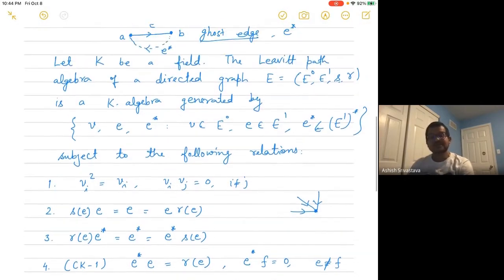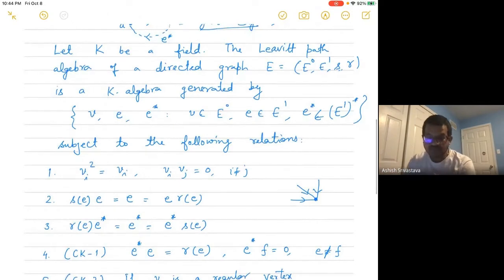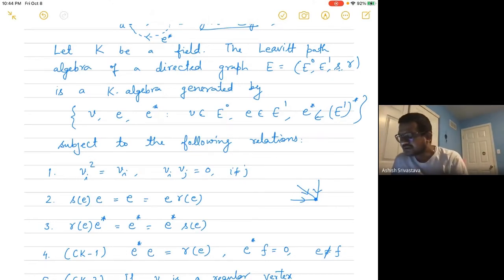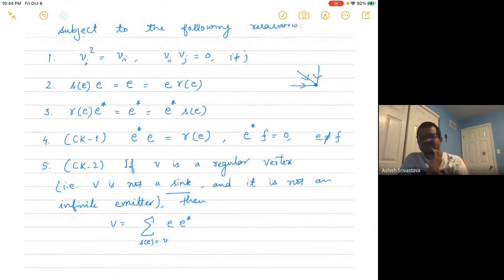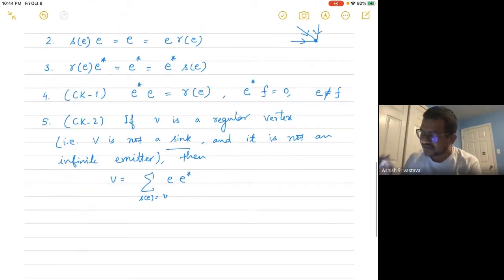So what is a Leavitt path algebra over a directed graph E? Well, it's a K-algebra generated by vertices, edges, and ghost edges, subject to these 5 relations, where the first 3 basically give you the usual path algebra structure, and then you have these 2 extra conditions.